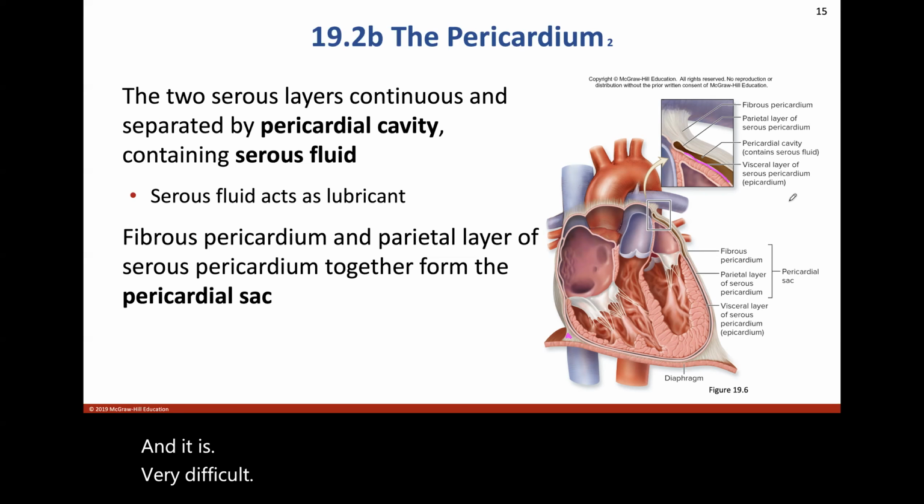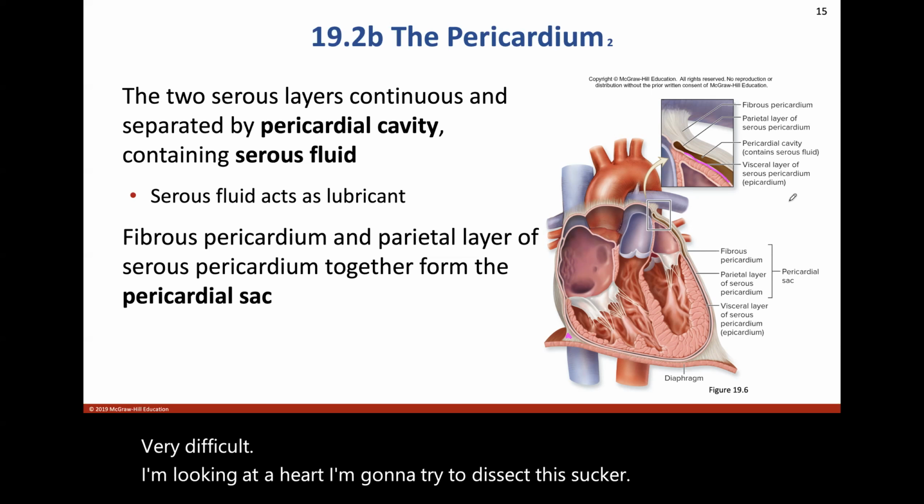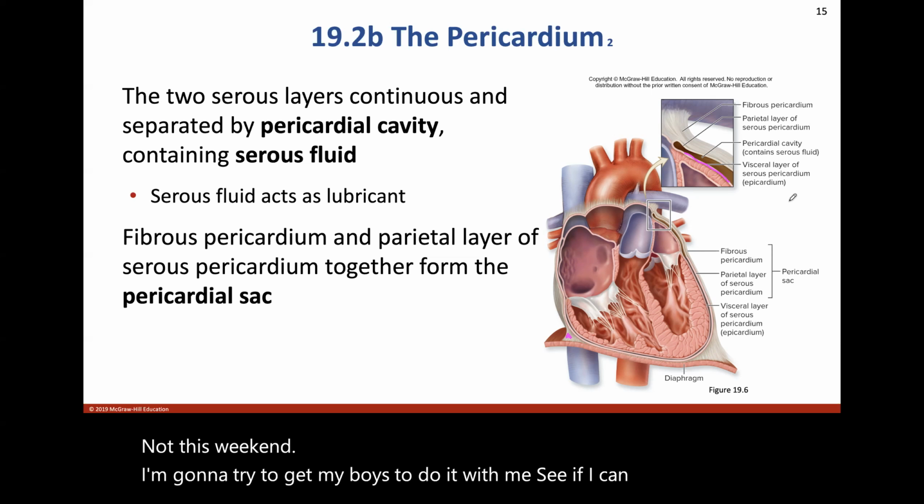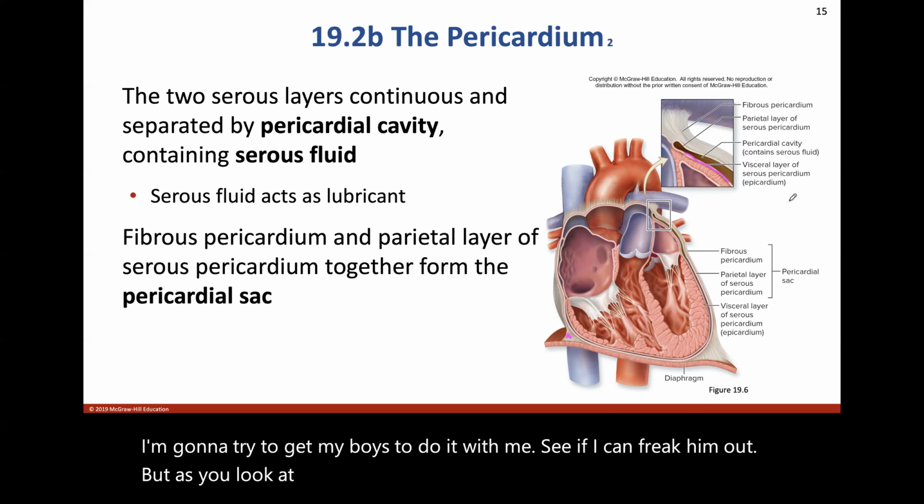I'm looking at a heart. I'm going to try to dissect this sucker. Not this weekend. I'm going to try to get my boys to do it with me, see if I can freak them out. But as you look at this heart, I'll show you guys next week. I'm a hot mess today.